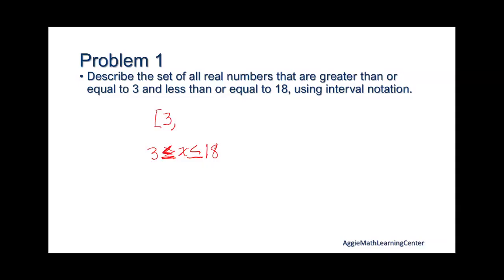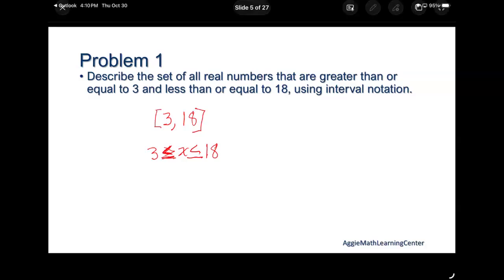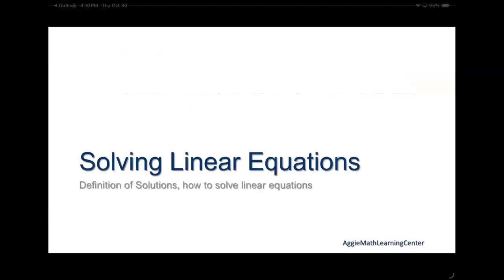We got bracket 3, comma 18. And then another bracket. Yes. Do we have any questions on that? Wonderful. And we are correct. So way to go, us. Great. Yay. All right. Cool.